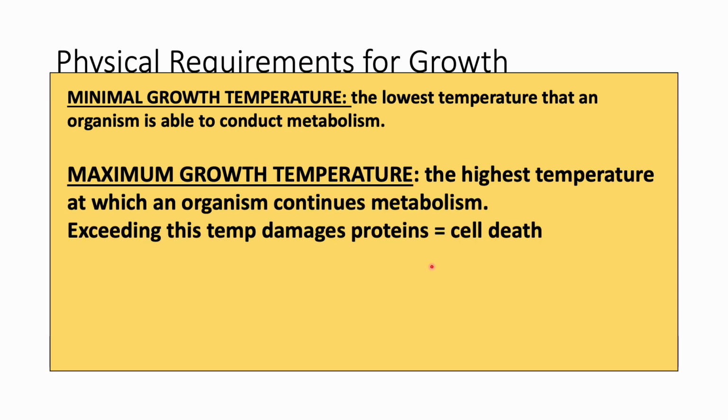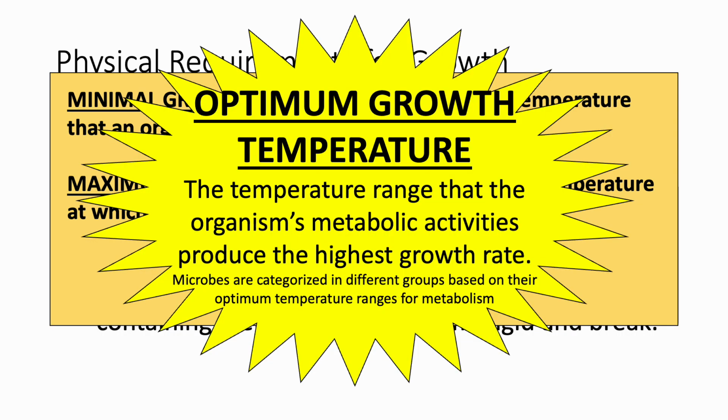On the other hand, maximum growth temperature is the highest temperature where an organism can still continue metabolism. And exceeding this temperature leads to cell death, because at this point, high temperatures are going to damage and denature those proteins. That means the organism can no longer go through metabolism, and ultimately that leads to cell death. And then right in between those two, we have the sweet spot of the optimum growth temperature. So this is the temperature range where the organism's metabolic activity is at the highest rate. So it's making the most energy, it's growing most effectively.